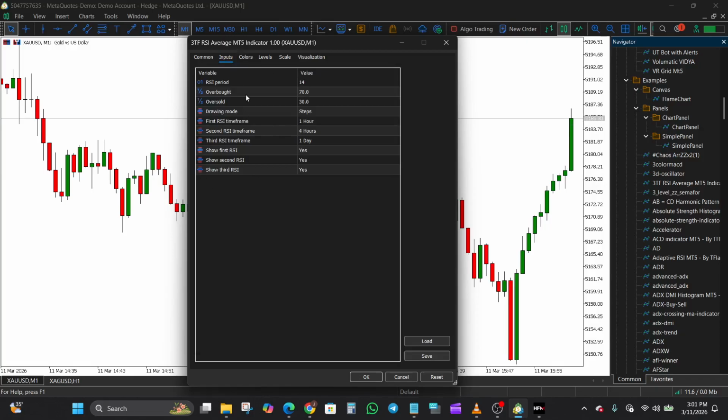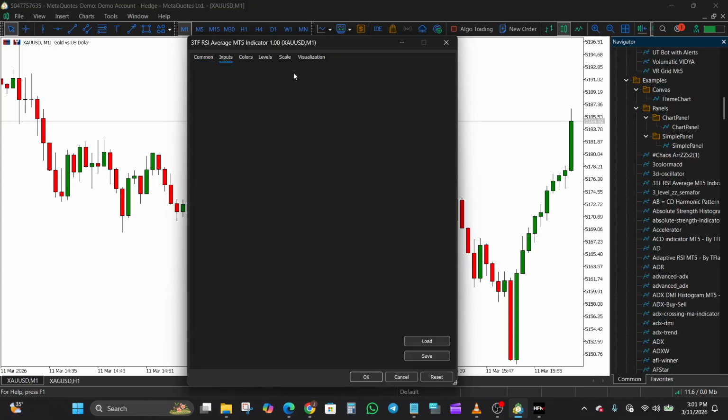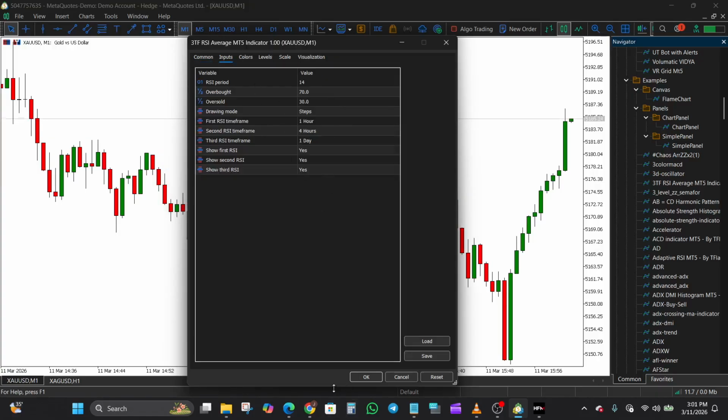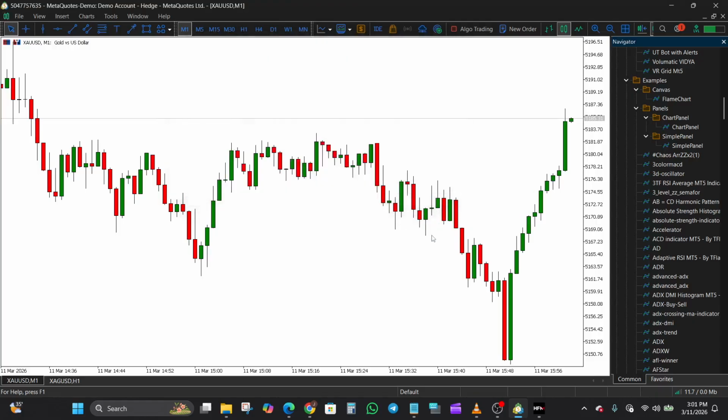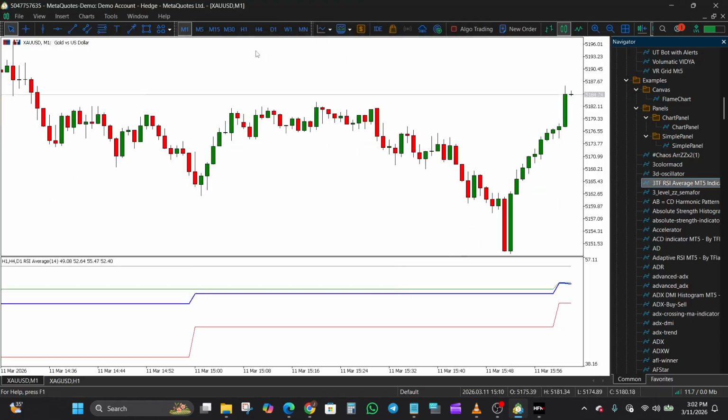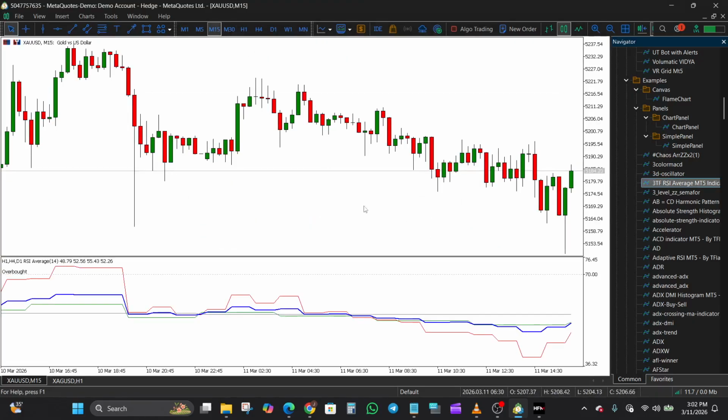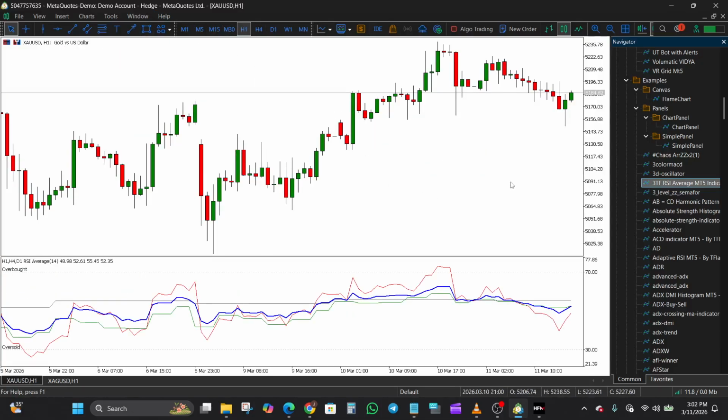These are the input settings for the indicators. Just ensure that the settings are according to your taste. All right, and then here we go. This is how the indicator looks like. So as we can see, this indicator helps to identify overbought and oversold territories on the chart, right?